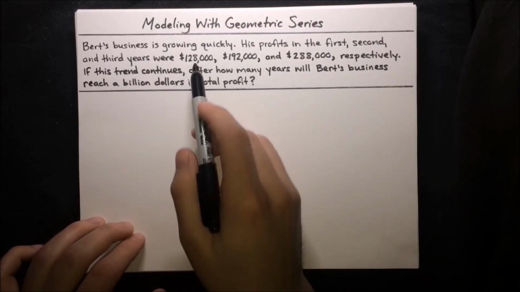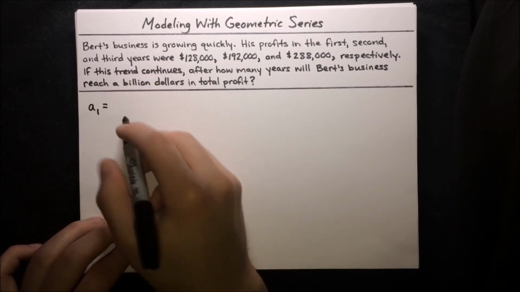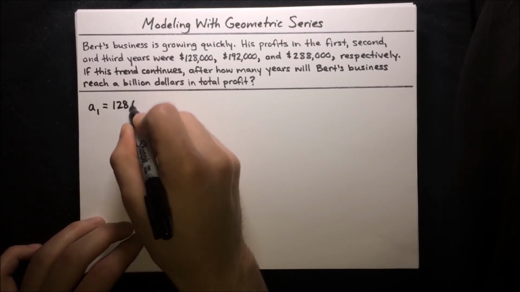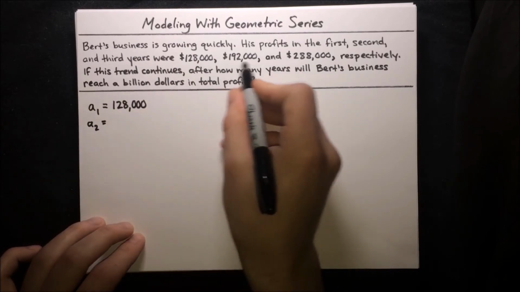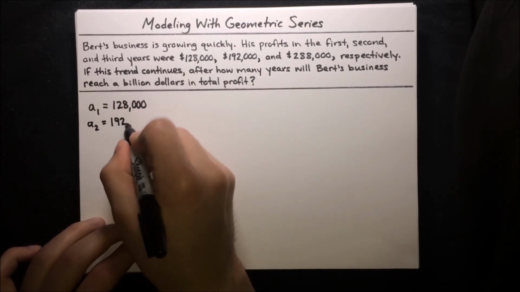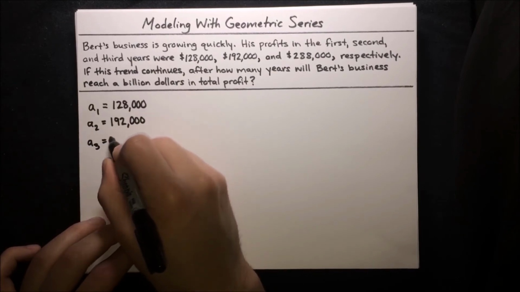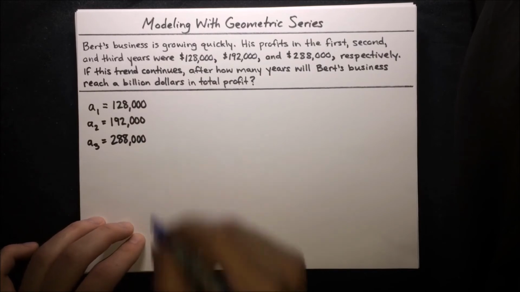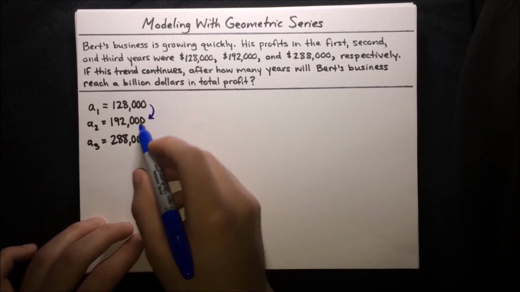So we've got a sequence here, and A1, the amount of profit in the first year, is just $128,000. A2 is just the next year, so $192,000, and A3 is $288,000. And let's check if this is a geometric sequence. So let's check the common ratio.